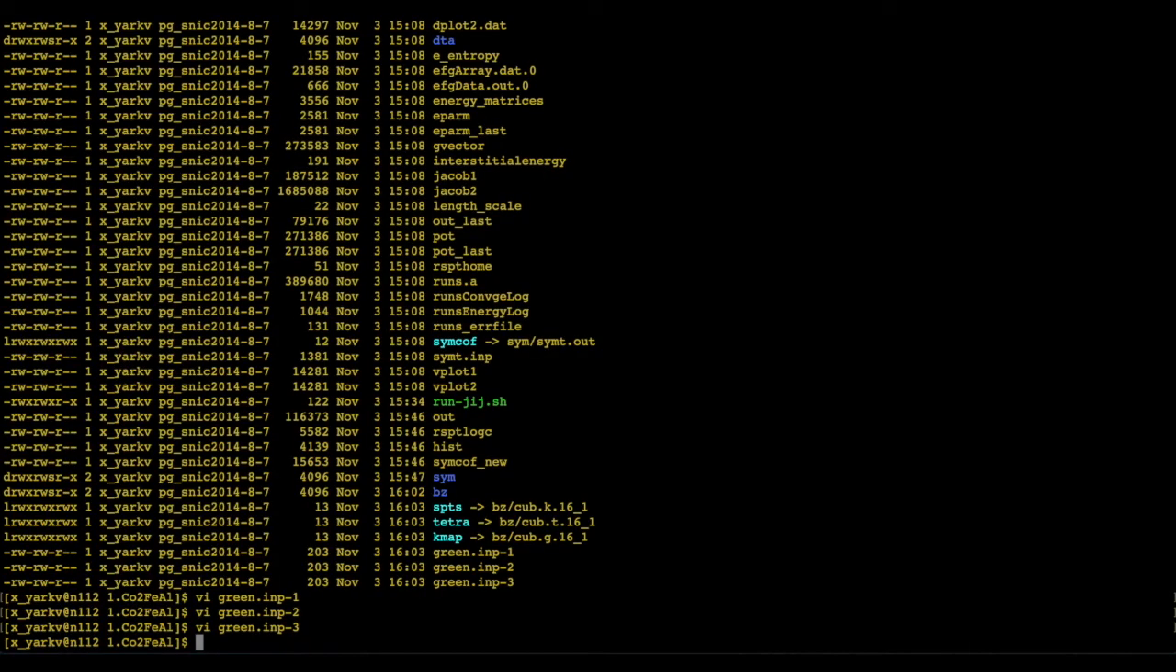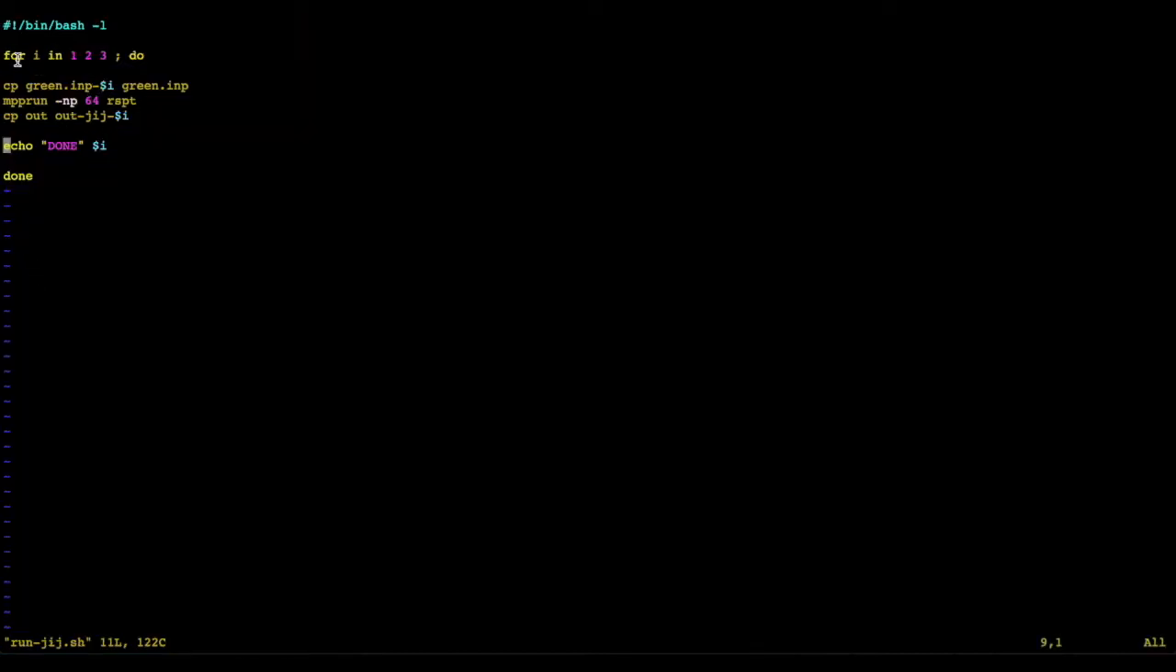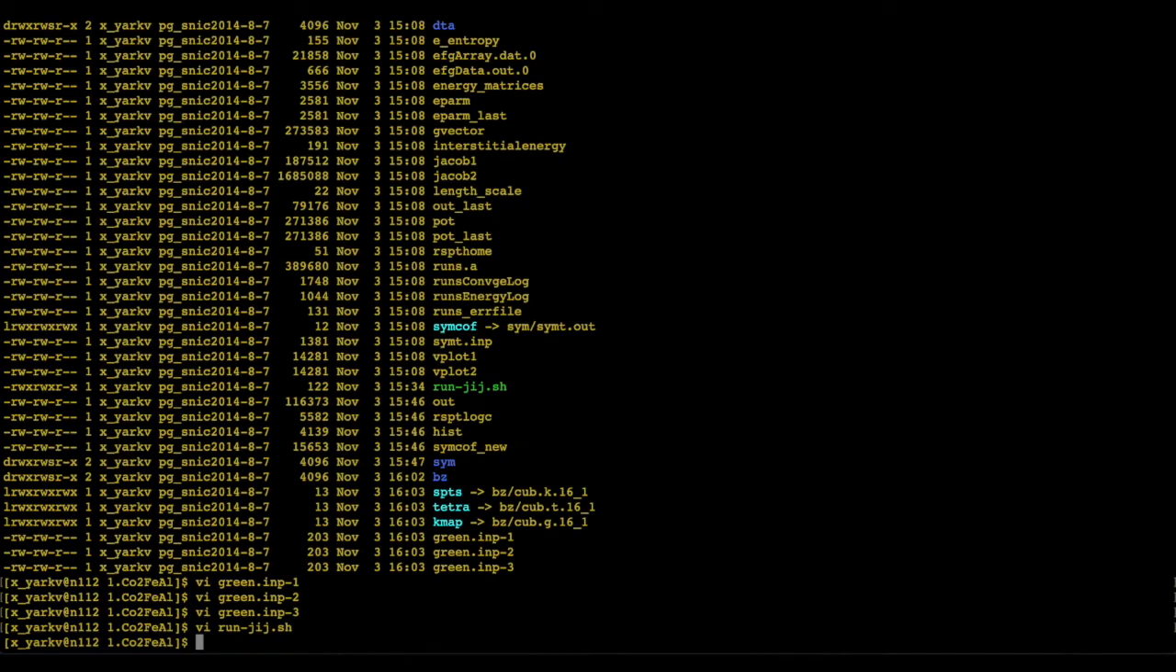We will have to run 3 calculations for each of these green.inp files. And the simplest way to do it is to create a little script, which I already placed here. So let's have a look. It's called run jij. So the script will just loop over indices 1, 2, and 3. It copies the green.inp file to its proper name, because that's the only one which is used by RSPt. It will run the code and save the out file with a separate name. So let's give it a go.